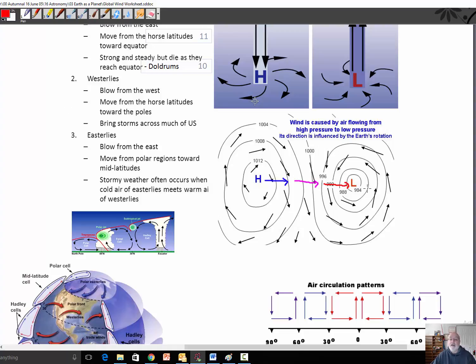So air always moves from high to low. This is high pressure, and it's a little lower pressure, and a little lower, and lower, and then the lowest pressure. So the higher this pressure gets, or the lower this pressure gets, or the bigger the gradient, the faster the wind.